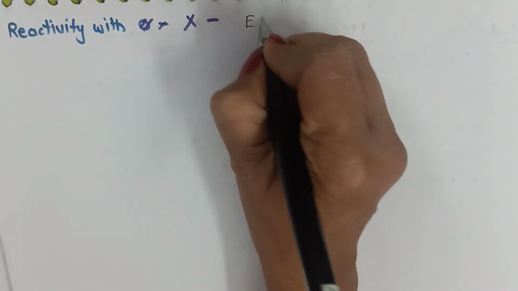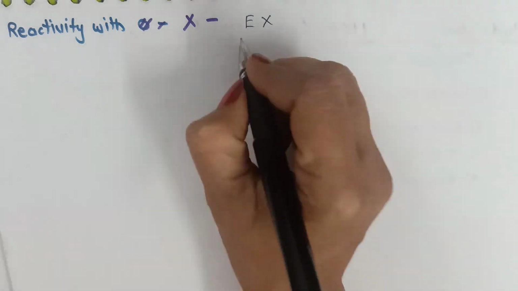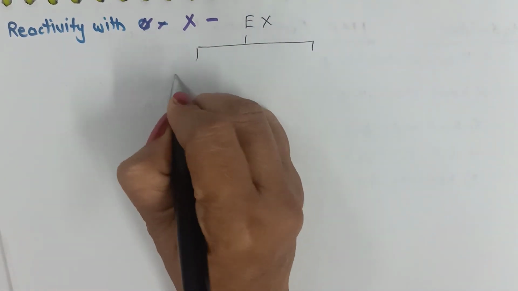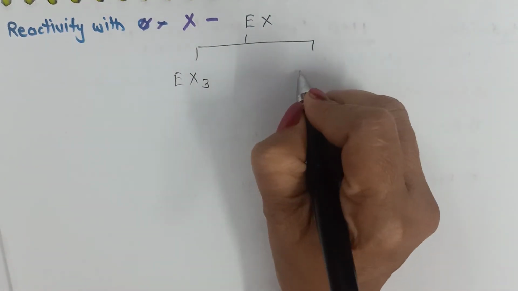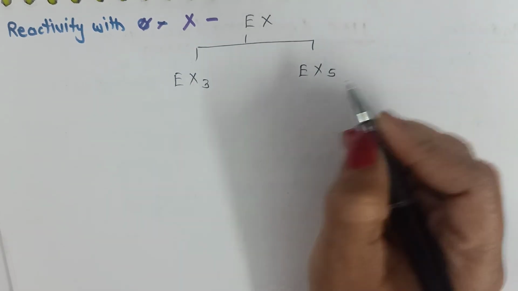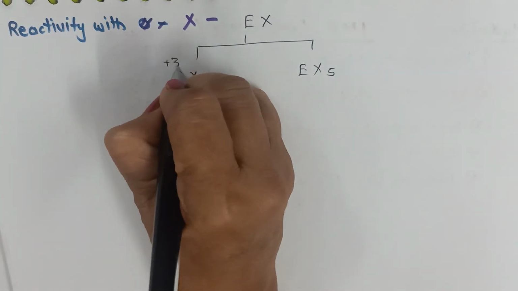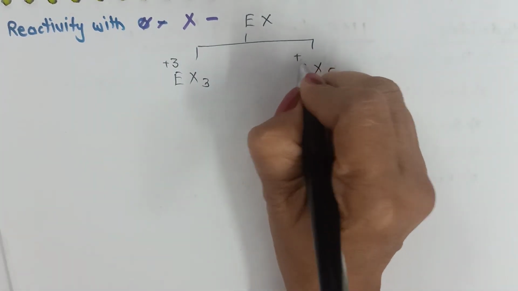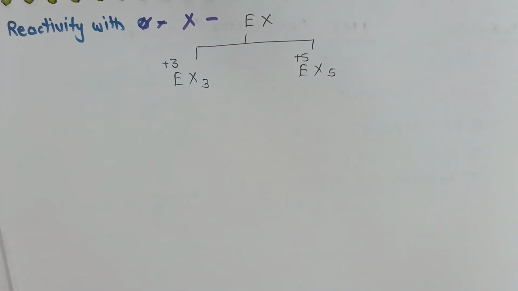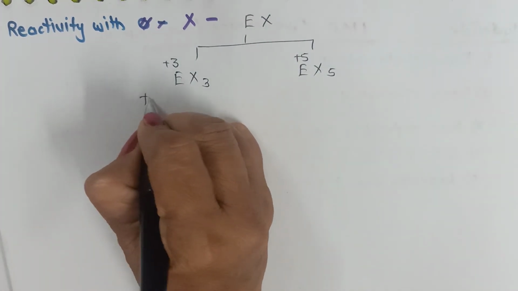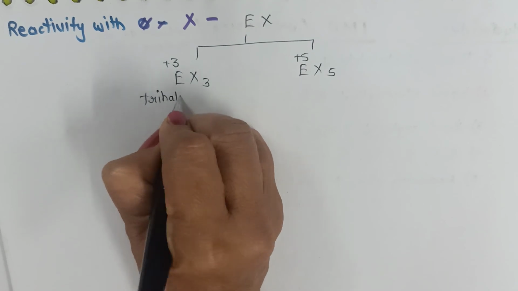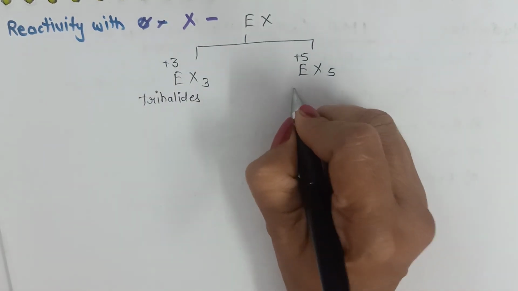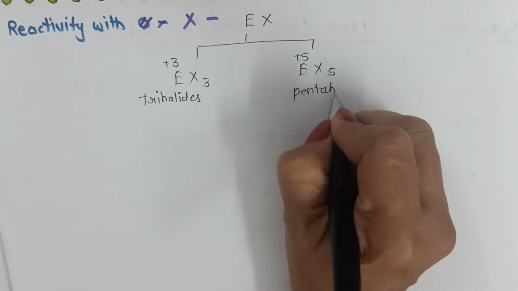The last chemical property is reactivity towards halogen. Elements of group 15 form halides of two types, EX3 and EX5. In EX3, the element will be in +3 oxidation state, and in EX5, the element will be in +5 oxidation state. So EX3 are called trihalides, and EX5 are called pentahalides.